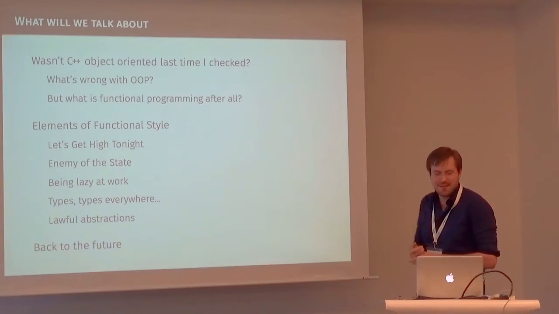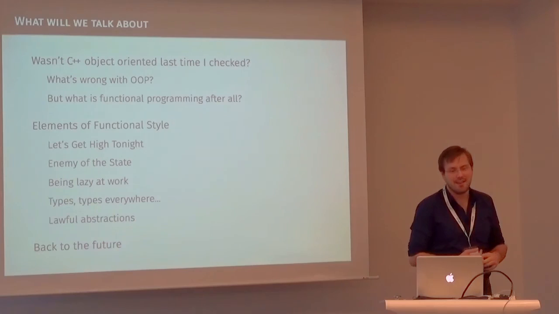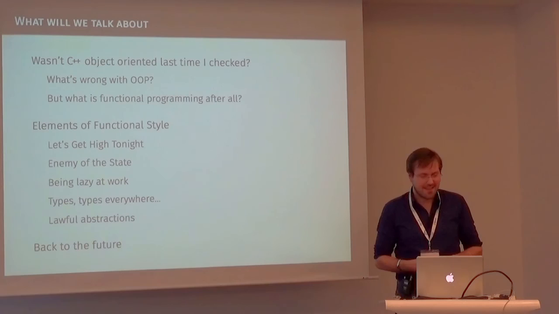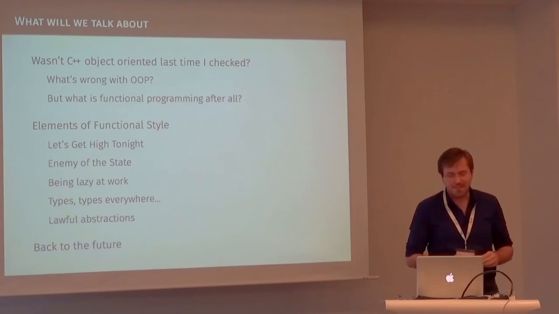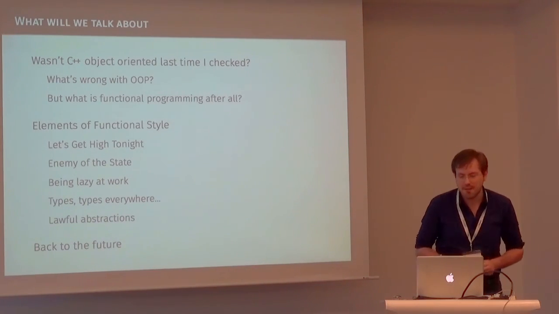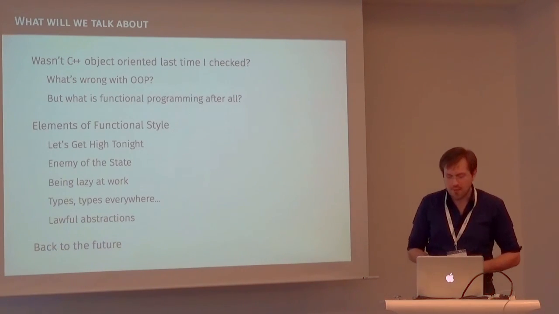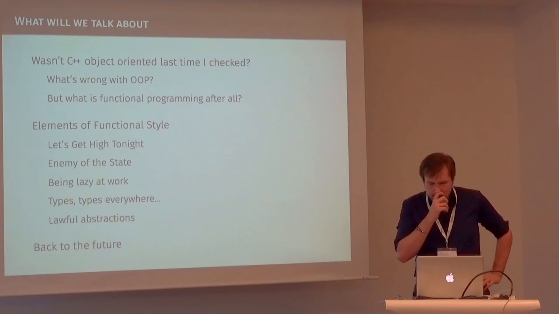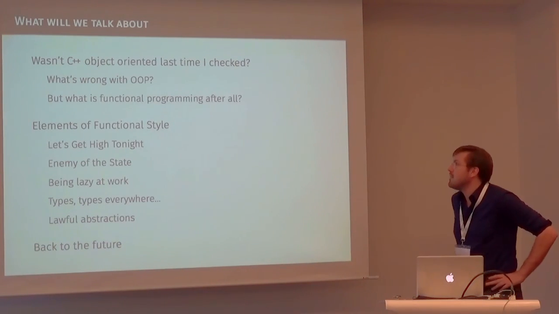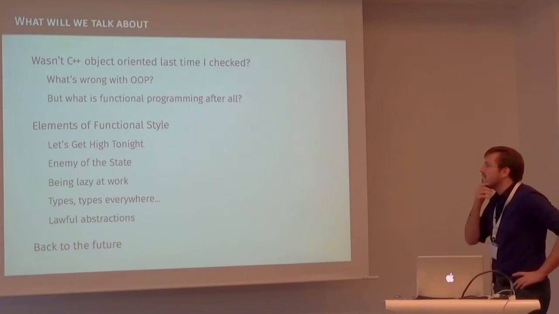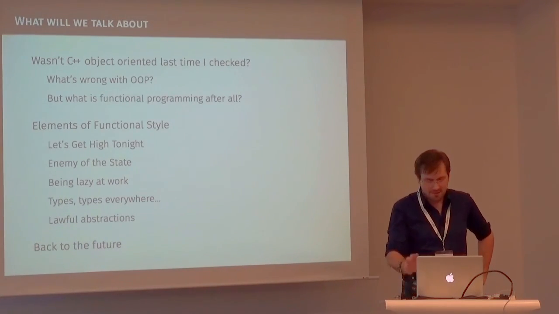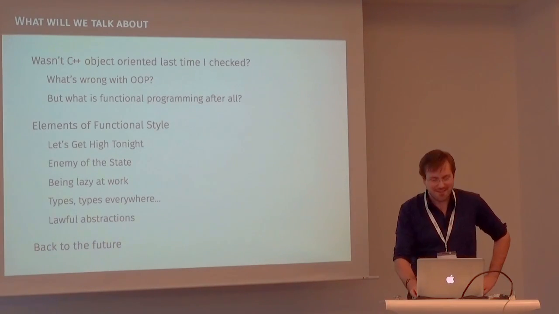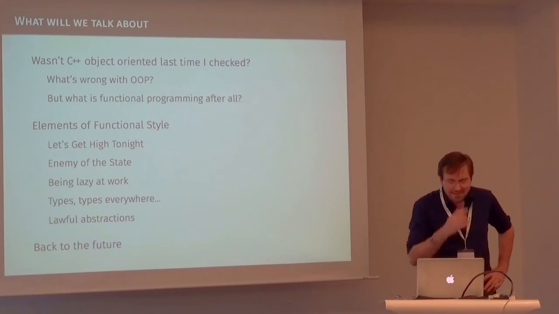The first question is, wasn't C++ an object-oriented language last time I checked? Well, yes, but it's not the main paradigm of the language anymore. You know, modern C++ is not an object-oriented language, not completely at least. And so what's wrong with object-oriented programming in the first place? And what is functional programming? It sounds like the buzzword of the decade.